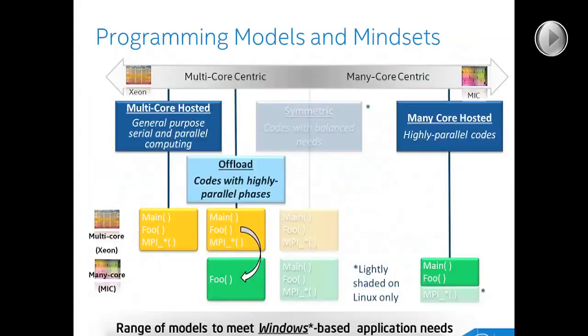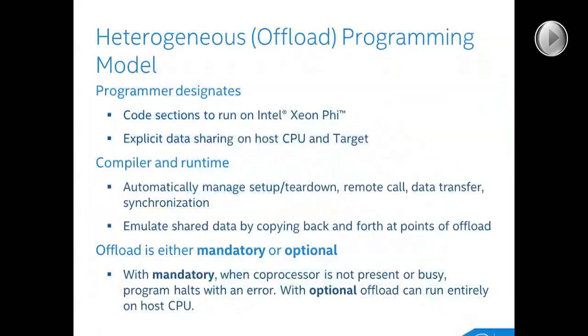So we move further to the right to our many-core centric models. We have our many-core hosted model. This is a model where you take highly parallel codes and you build them to run exclusively on the many-core coprocessor. This is available for Windows with the Xeon Phi coprocessor, but in the absence of support for MPI. Most of our discussions for the webinar today are going to focus on the offload model from this point on.